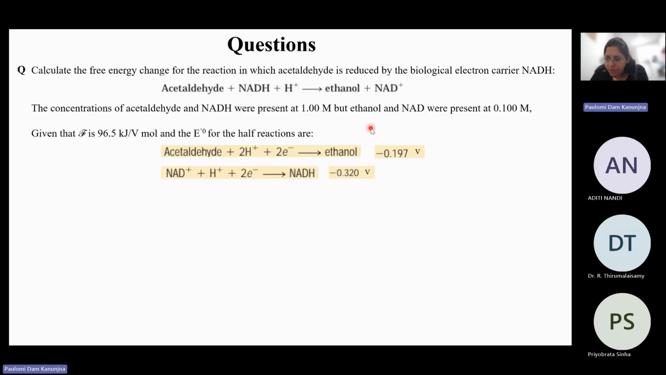In the first case you have calculated the delta E, but in terms of delta G, and then you can convert it to delta E. Okay. Just a second.